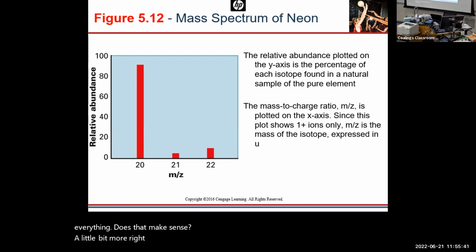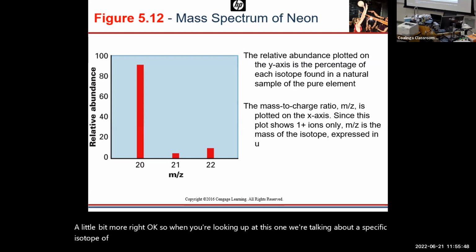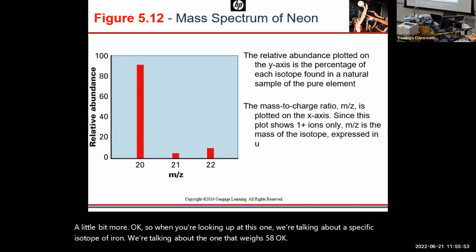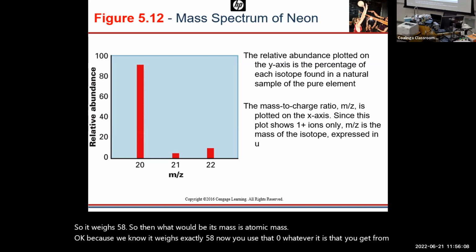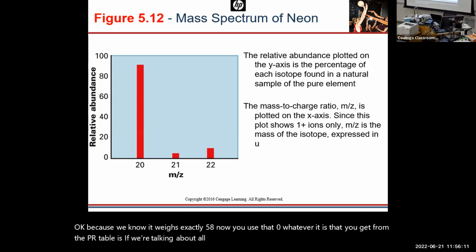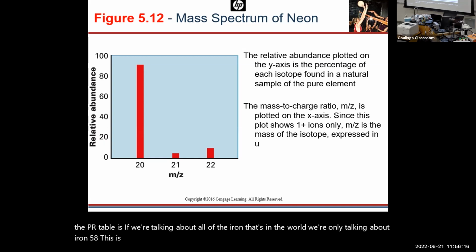Okay, so when you're looking at this one, we're talking about a specific isotope of iron. We're talking about the one that weighs 58. Okay, so it weighs 58. So then what would be its atomic mass? 58. Okay, because we know it weighs exactly 58. Now you use that 0.0, whatever it is that you get from the periodic table, as if we're talking about all of the iron that's in the world. We're only talking about iron 58. This is a specific isotope.